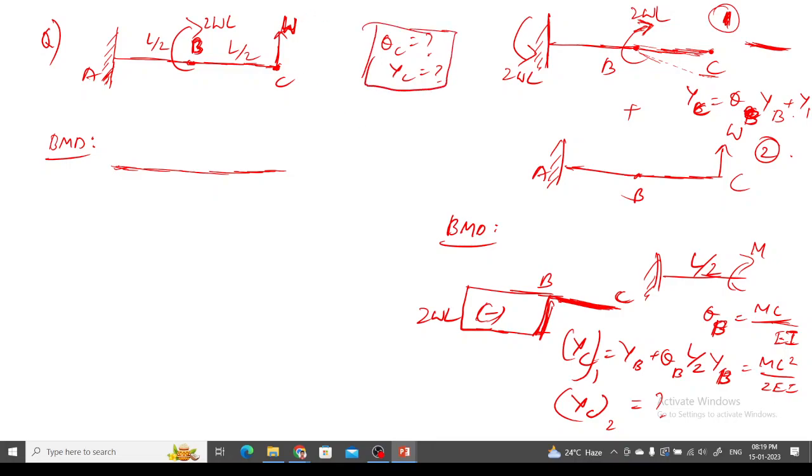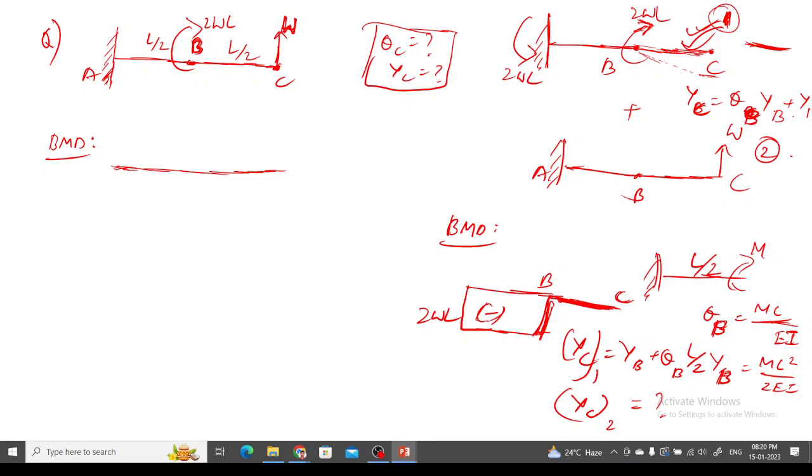Sir, I am getting theta c for the combined 1 and 2 as minus WL square by 2EI. Yes, that is correct, that is the answer. Which method did you use, the moment area method? Yes sir, I separated them and used the moment area method. Oh, separately, and you used moment area. Okay, that also you can do.